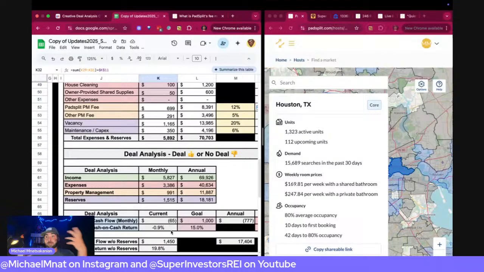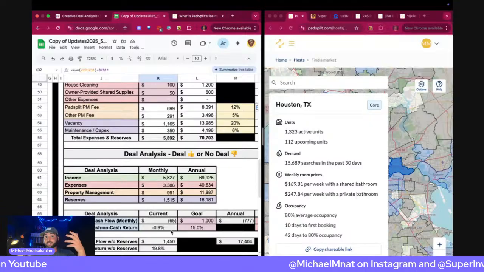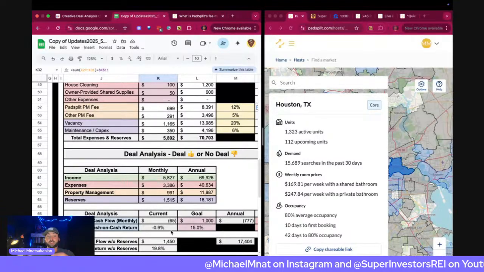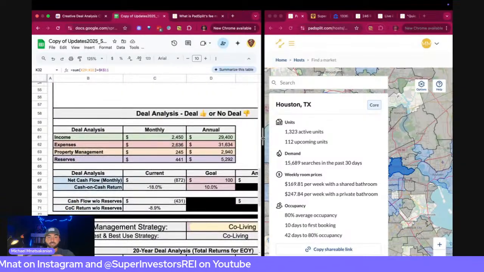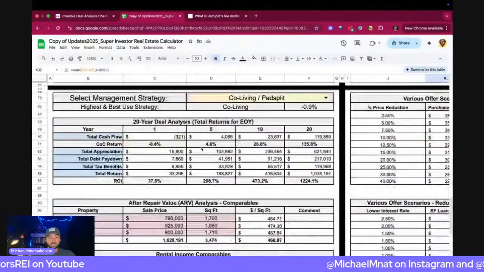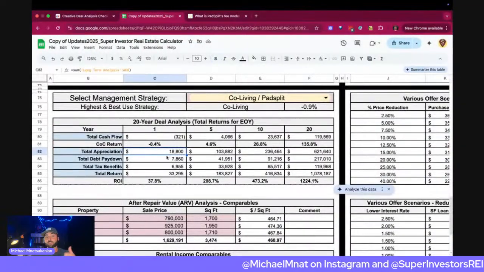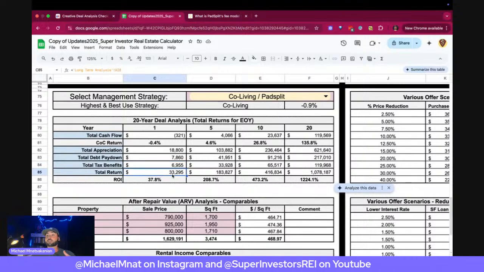Well, if you put in any amount of money and it loses you money every month, it's not working very hard for you. You're losing money. That does not mean there are not other benefits like appreciation, debt pay down, all that good stuff. And you can see very quickly with the long-term deal analysis section some of those other benefits: appreciation, debt pay down, tax benefits. So you're getting a lot of returns overall, but the cash flow is negative.